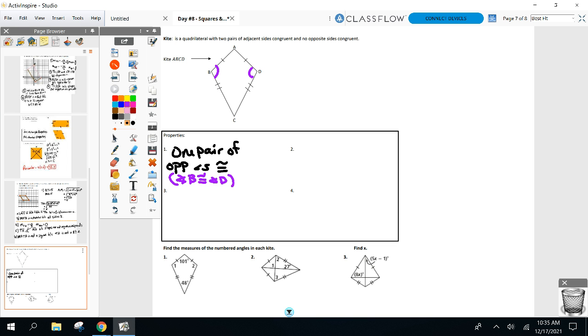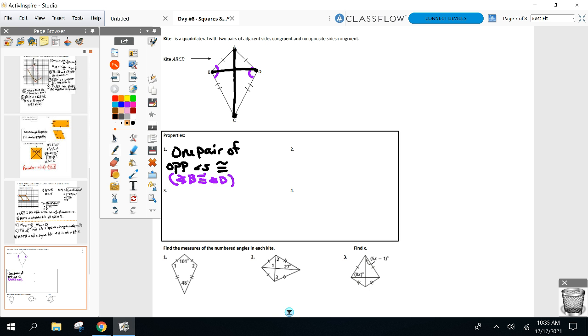That's it. Now, that's the only pair. It's the pair formed by the non-congruent sides. All right. So we got a pair of angles that are congruent. Next property. Can I still have diagonals in a kite? Do you think? Can I still draw in diagonals? Where would C go? All right. And where would B go?